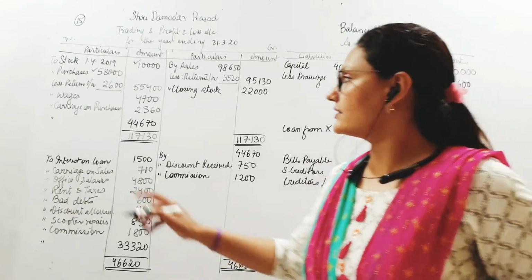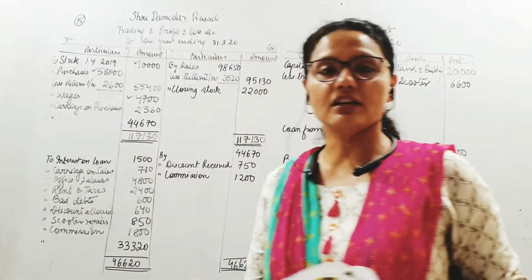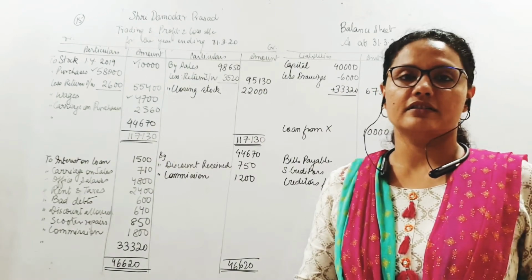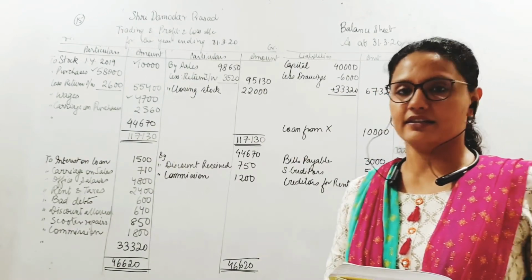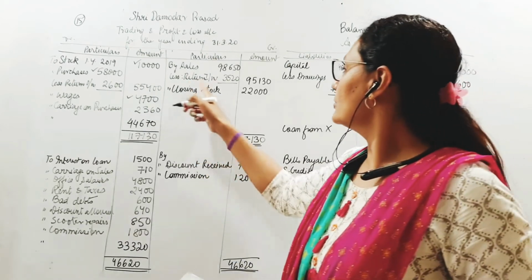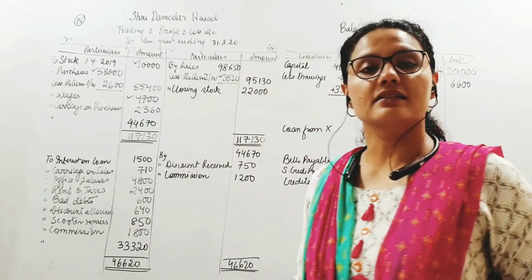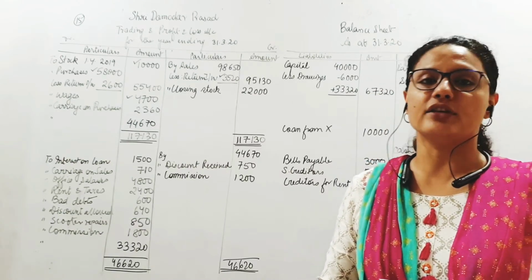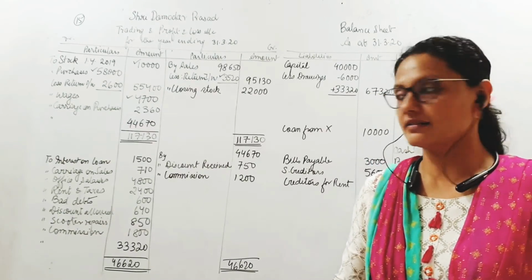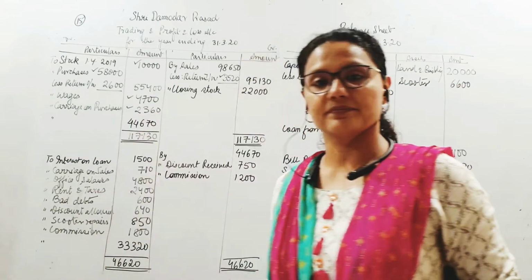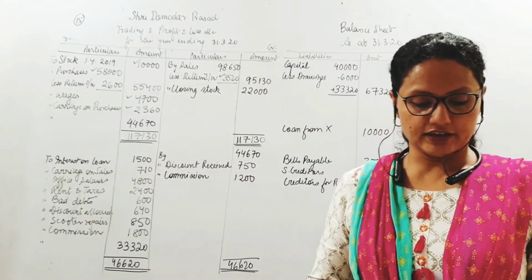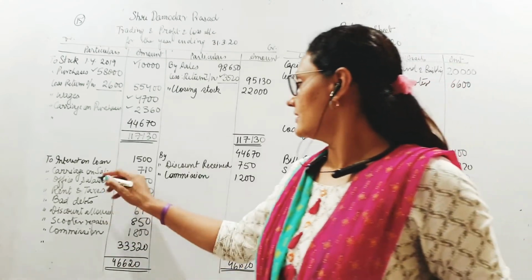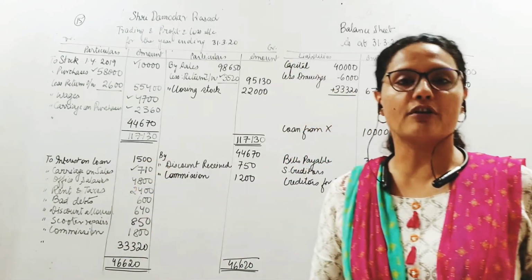Wages. Wages is a direct expense, comes to the trading account. Returns inward. Inward meaning sales return. That is why it is given in the debit also. So you will subtract that from sales. Carriage on purchases, meaning carriage inward, direct expense, should come here, trading account. Carriage on sales, on goods sold, indirect expense. So it comes here, profit and loss account.